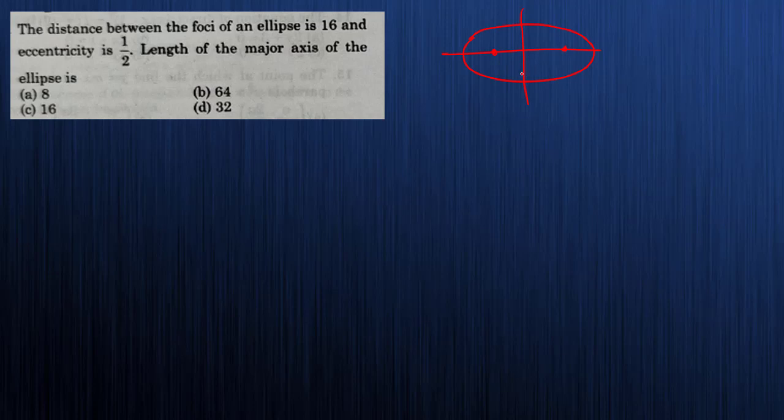And I have told you one small trick, that is FVD. It is F, it is V, and here somewhere you will get D. That is focus, vertex, and directrix. And what are the coordinates we have? It is (ae, 0), (a, 0), and (a by e, 0). They have given the distance between the foci. If one focus is at ae, the other is at minus ae. Then the total distance between the foci is 2ae.